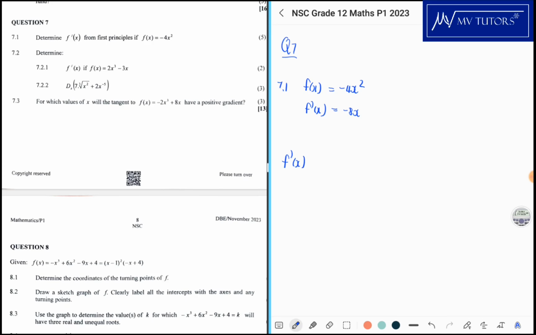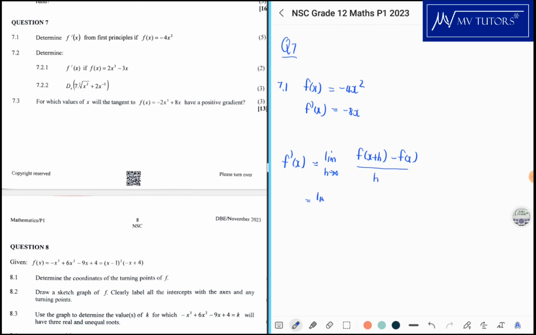Now, they wanted it from first principles, so let's do it that way. The limit as h tends to 0, please make sure that you always put this. This is the formula that I happen to remember. You can check it on the formula sheet if you have forgotten.